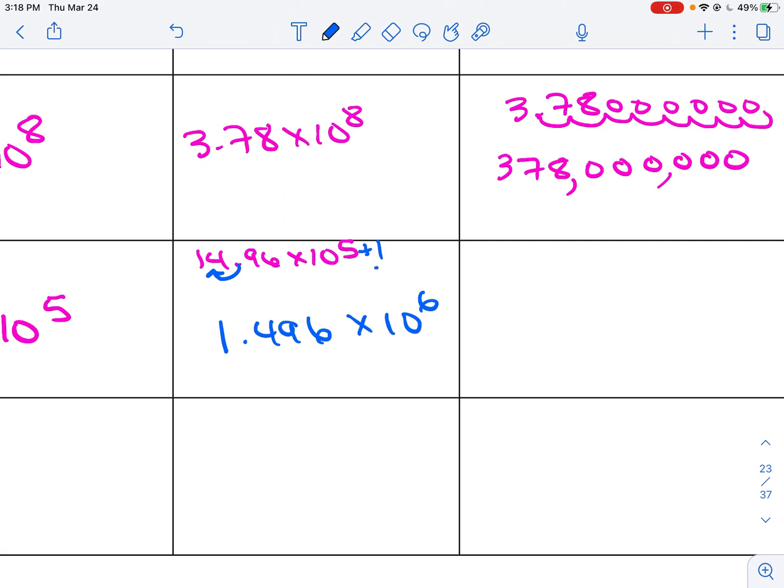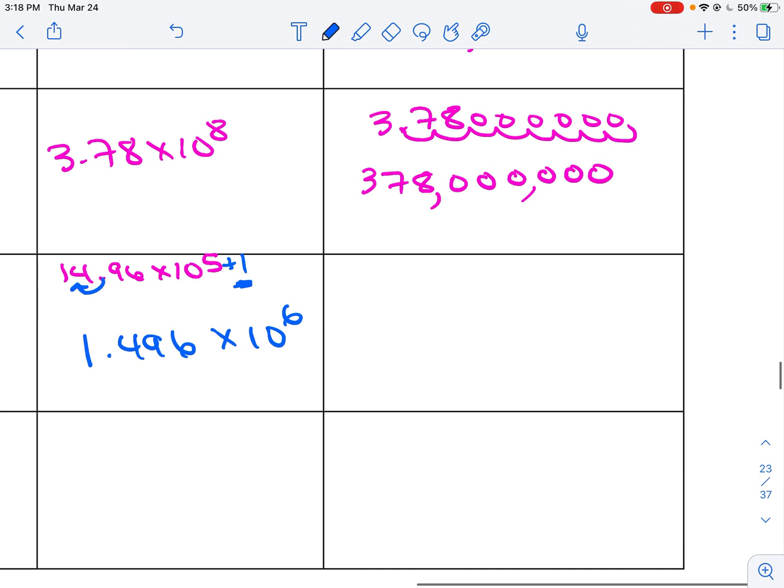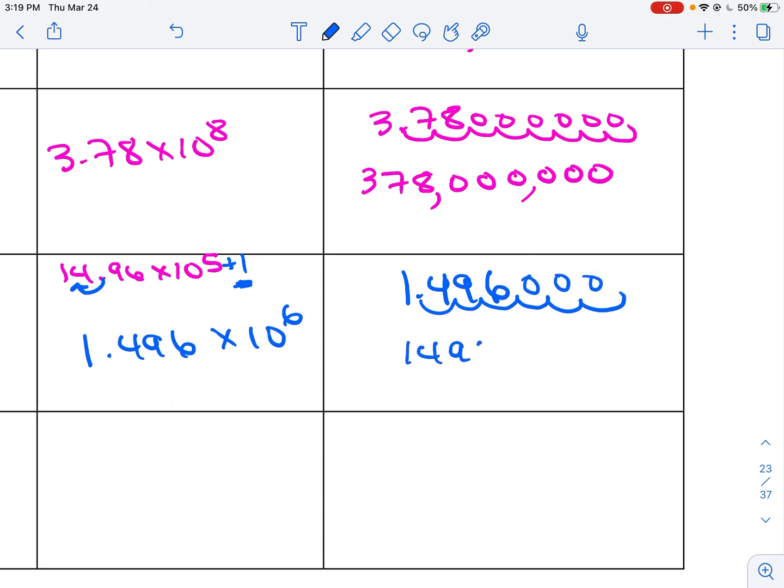And somebody's going to say, why did you add instead of subtract? Because when it was 14.96, 14 is larger than 10. So I have 1.496 and I need to move that 6 decimal spots: 1, 2, 3, 4, 5, 6. And there you have it.